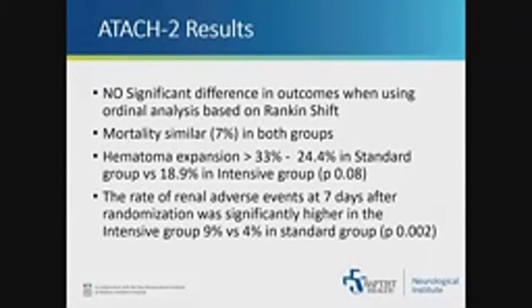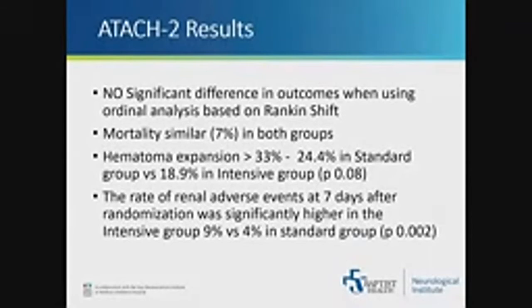However, when you're lowering somebody's blood pressure, there's a possibility of renal adverse events. And that's what they found in this study, that when you apply more aggressive blood pressure management to try to achieve hemostasis, it can potentially impact the renal perfusion and hurt the kidneys. So the rate of renal adverse events at 7 days after these patients were randomized was significantly higher in the lower blood pressure group. It was 9% in the lower blood pressure group as opposed to 4% in the standard blood pressure group.